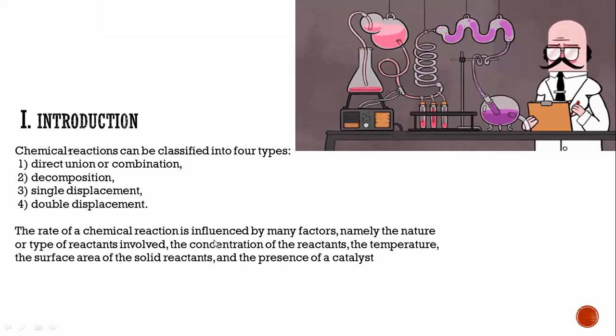And third, we have the single displacement, when an element replaces another element in a compound. So when A, a pure element, reacts with compound BC, typically A is going to pair with either B or C. If it pairs with C, it is going to kick B out of the solution and B will be a pure element. And lastly, we have double displacement.